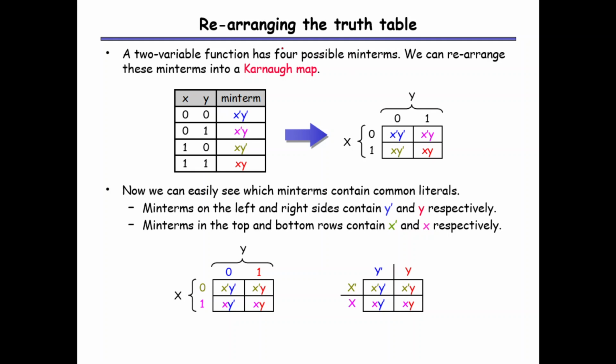We have to rearrange the truth table, the two variable function, as four possible minterms. You can rearrange them by these minterms in a K-map. 0 0 0 0 0 0 0 0 0 1 1 0 1 1. And now we can easily see that each minterm contains common literals. The minterms on the left and the right sides contain y prime and y respectively. The minterms in the top and bottom rows contain x prime and x respectively.